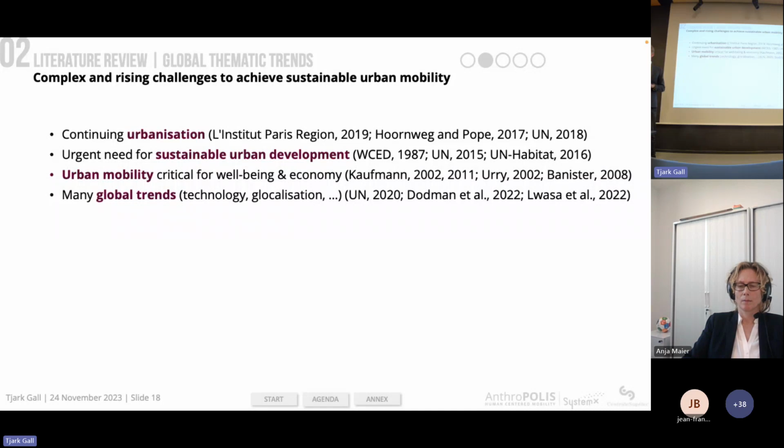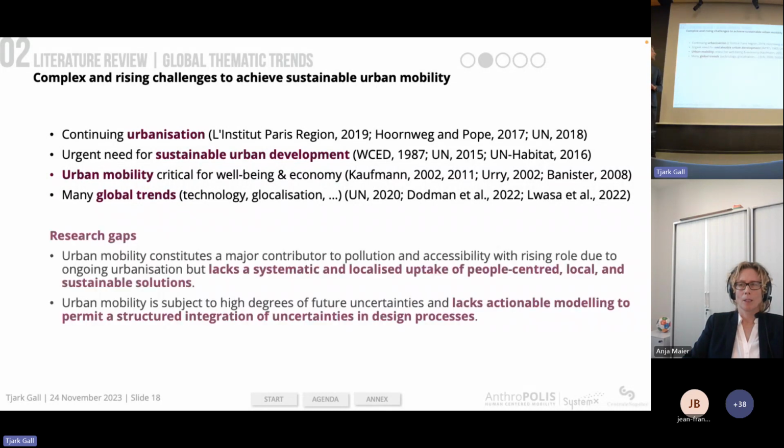And at the same time, there are many global developments, such as the digitalization, localization, and other things which are impacting urban mobility. So this is, let's say, the broader context. What we identified from that is, well, there are a lot of solutions, and we mapped many of them which are existing.